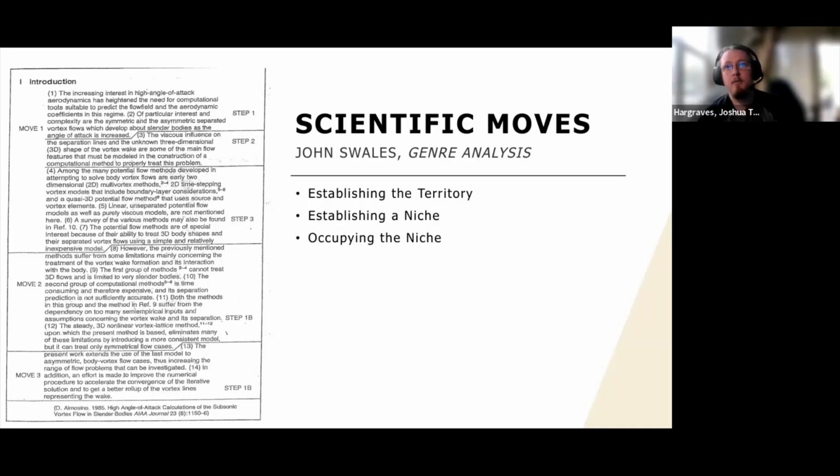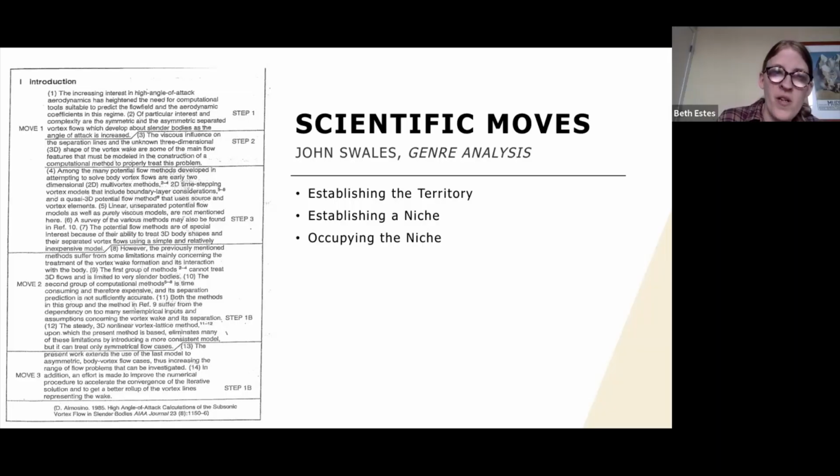this problem. Among the many potential flow methods developed in attempting to solve body vortex flows are early two-dimensional 2D multi-vortex methods. 2D time-stepping vortex models that include boundary layer considerations and a quasi-3D potential flow method that uses source and vortex elements. Linear unseparated potential flow models, as well as purely viscous models, are not mentioned here. A survey of the various methods may also be found in reference 10. The potential flow methods are of special interest because of their ability to treat 3D body shapes and their separated vortex flows using a simple and relatively inexpensive model.